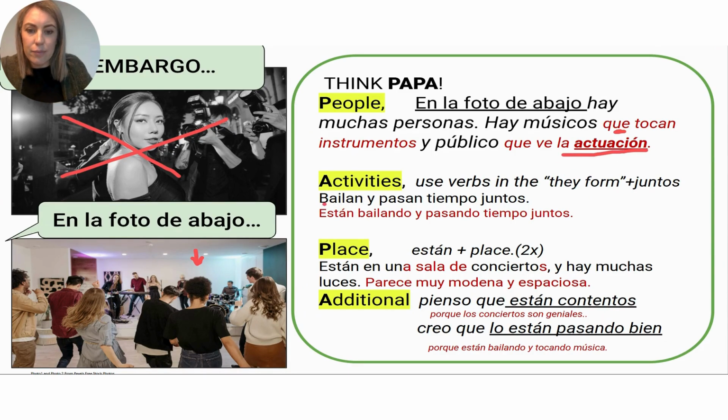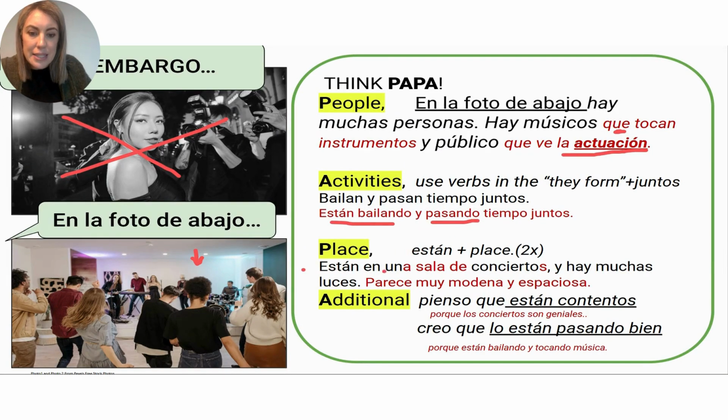What are they doing? Bailan y pasan tiempo juntos. See, they're dancing and spending time together, this group of friends. They dance and spend time together o están bailando y pasando tiempo juntos, ¿vale? So, how are we adding the ing form? Están bailando y están pasando. They're dancing and they're spending time together.